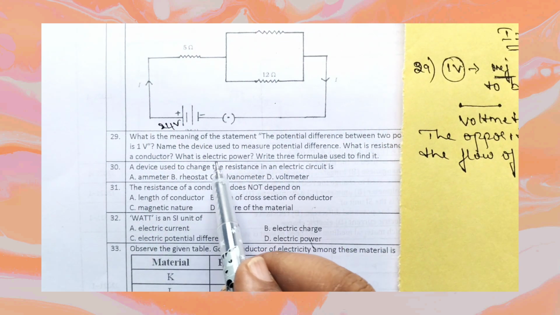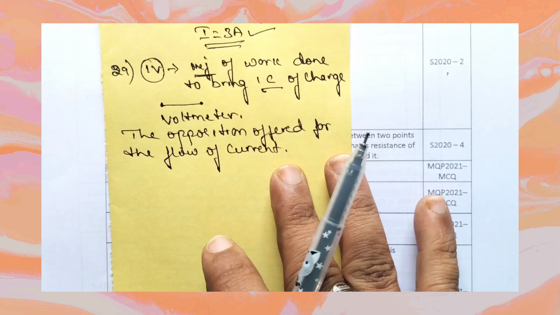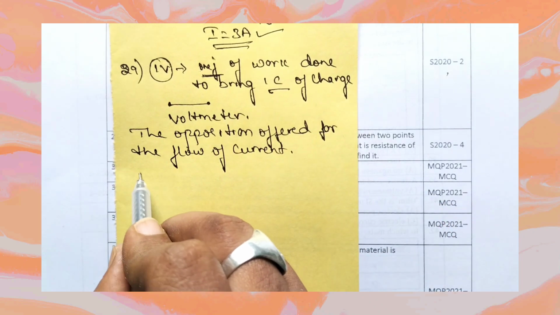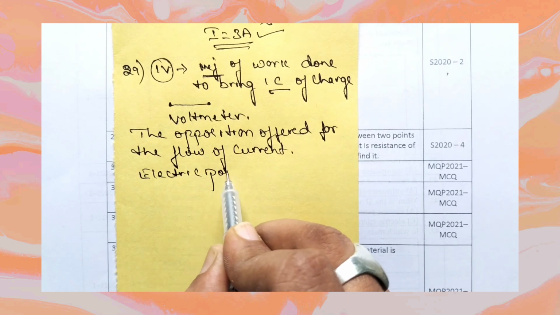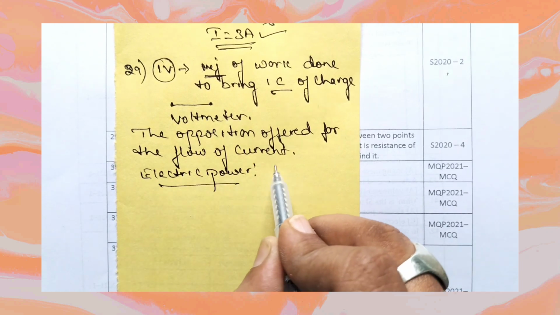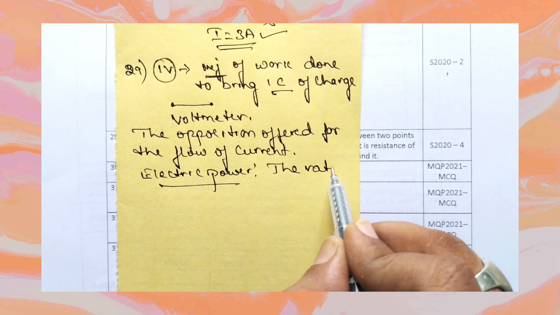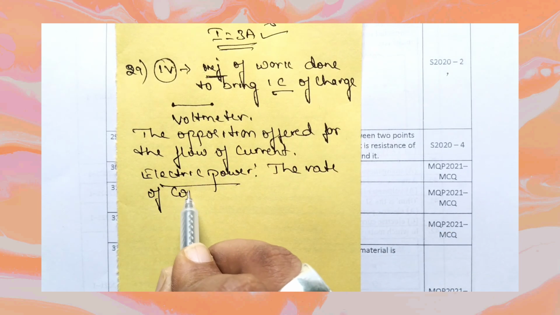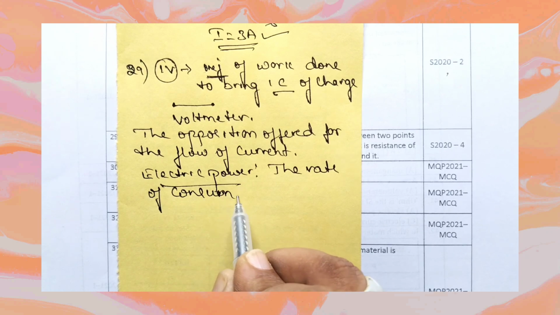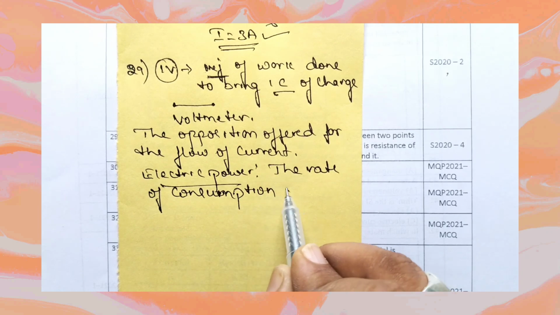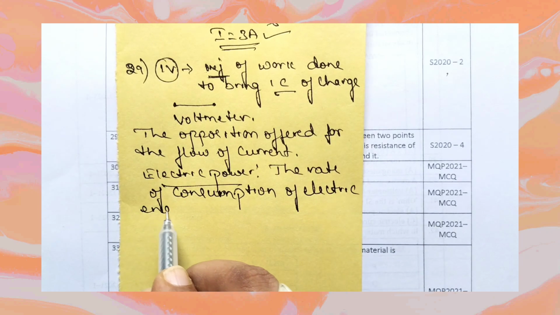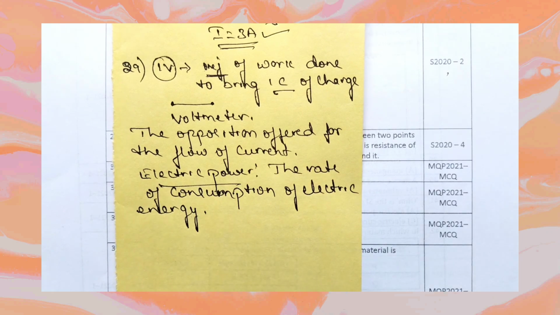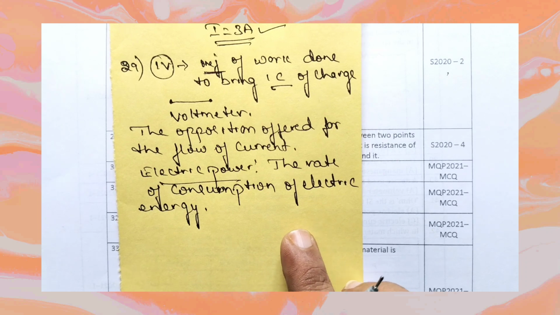Then what is electric power? Electric power is defined as the rate of consumption of electric energy. The rate of consumption of electrical energy is called electric power.